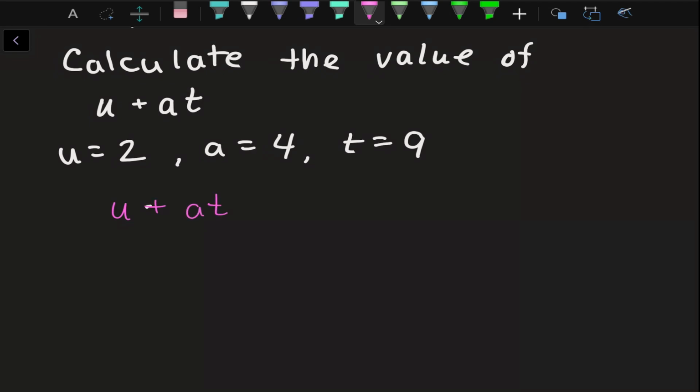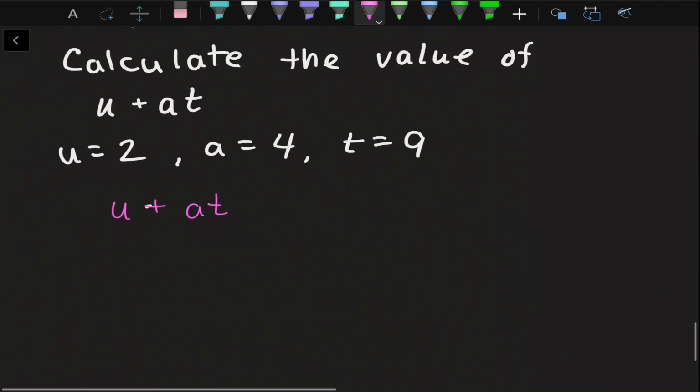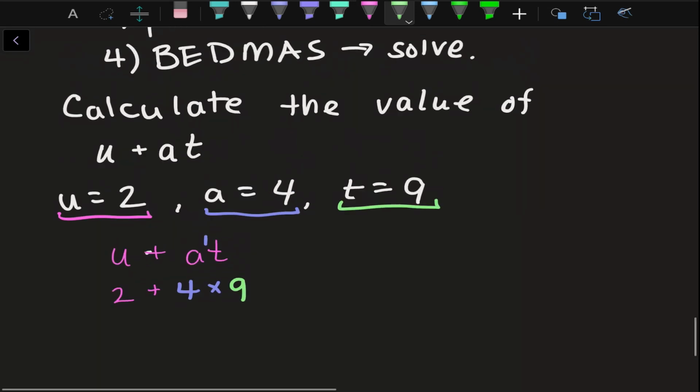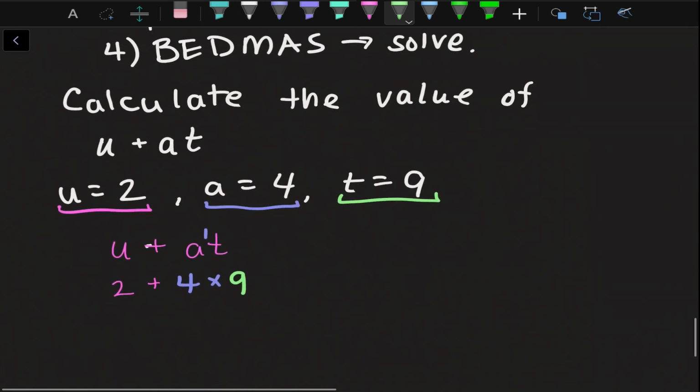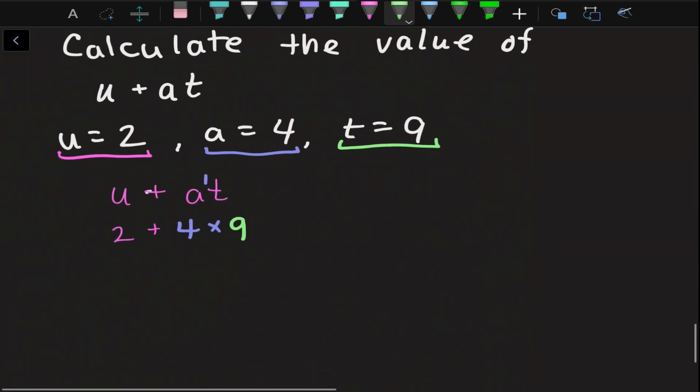Okay, my second step, if we look up here, write in the variable values. Okay, so I know u is equal to 2, so I can put in 2. a is equal to 4, I can put in 4. And I know this is a multiplication because I didn't see a sign here. And t is equal to 9. Okay, so now that I've written that in, we're going to check precedence. So BEDMAS. These two steps here kind of go hand in hand. They're kind of the same thing.